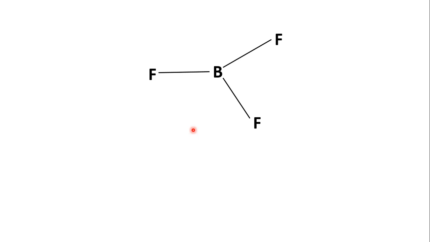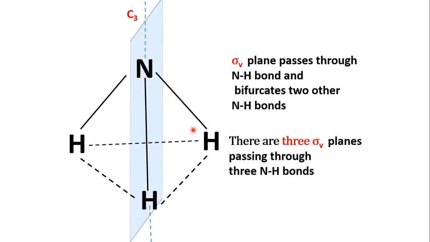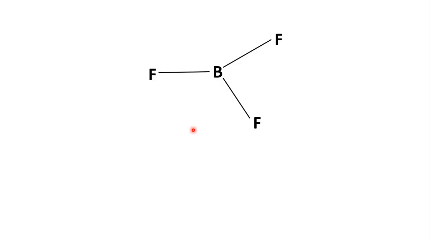It is trigonal planar in shape. Ammonia is trigonal pyramidal, whereas BF3 is trigonal planar. The center of the triangular plane is occupied by the boron atom. The corners of the triangular plane are occupied by fluorine atoms. And there is a sigma v which is passing through this BF bond. That is, the plane contains the BF bond.